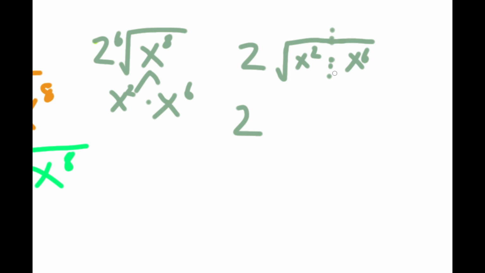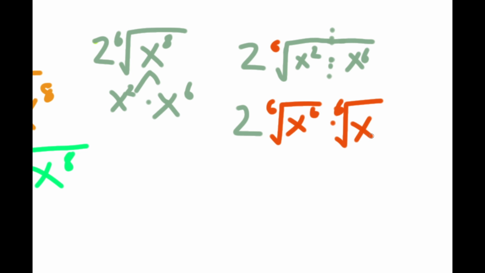Okay, so we have 2 times, and let's swap the order just for fun. X to the 6th, actually this would be the 6th root. 6th root of x to the 6th times the 6th root of x to the 2.